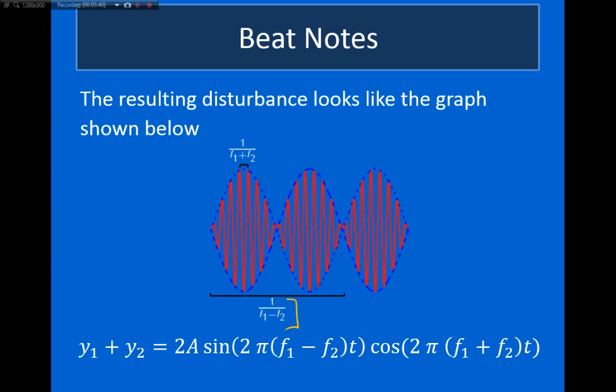So that's where I'd like to leave off with this video. In the next video, we're going to study another wave phenomenon that doesn't have to do with the superposition principle, called the Doppler effect.